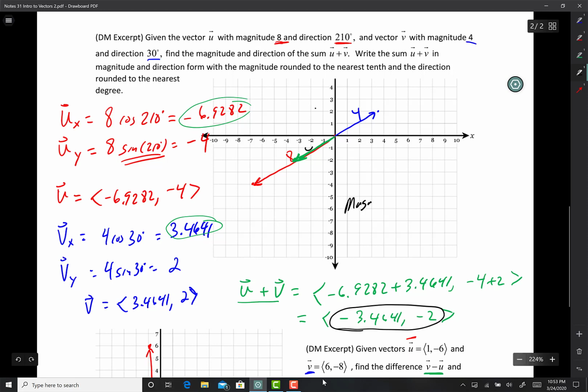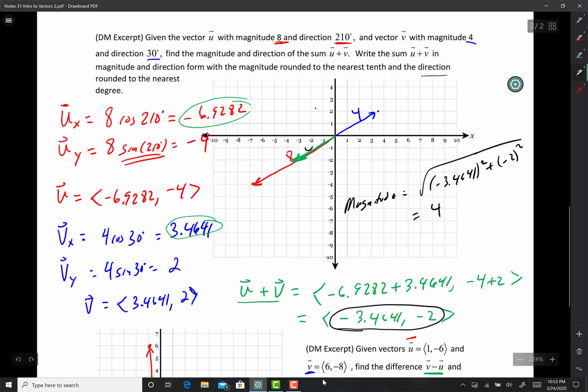So magnitude is going to be equal to the square root, and it's just like the Pythagorean theorem, negative 3.4641, close it squared, plus negative 2 squared, and you're going to get 4, obviously. So that's how you get your magnitude.